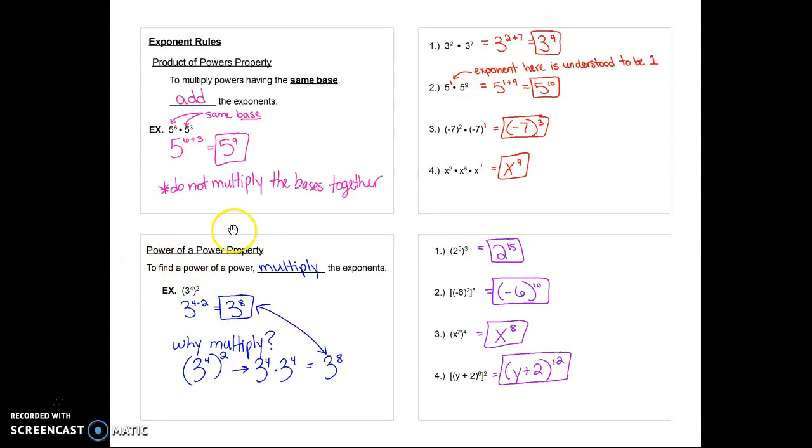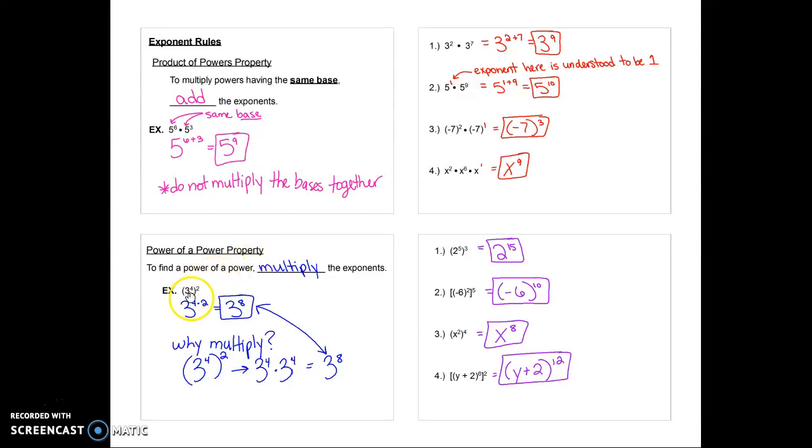Now we get into the second property here. We have power of a power. That means it's an exponent raised to another exponent. So it's going to look a little bit different than what we started out with. In these, I was multiplying the same base together, so I could add the exponents. Now I have one base and I'm raising it to another power. So to find a power of a power, the shortcut here is to multiply the exponents.